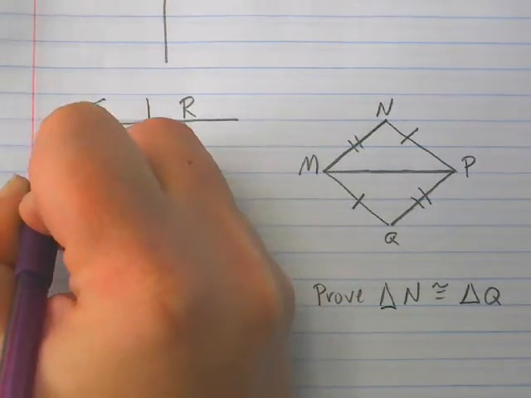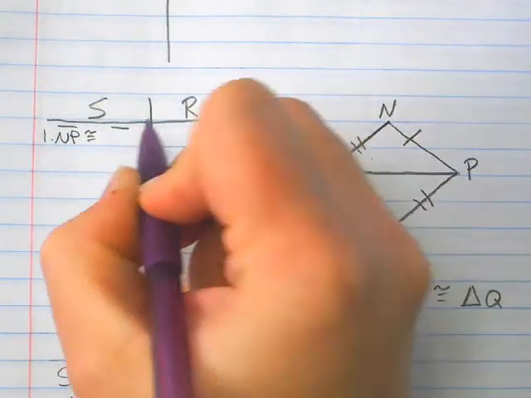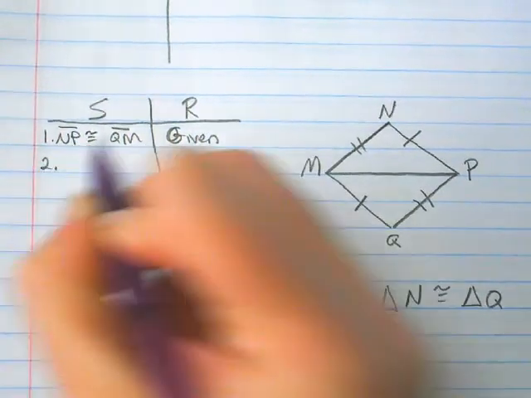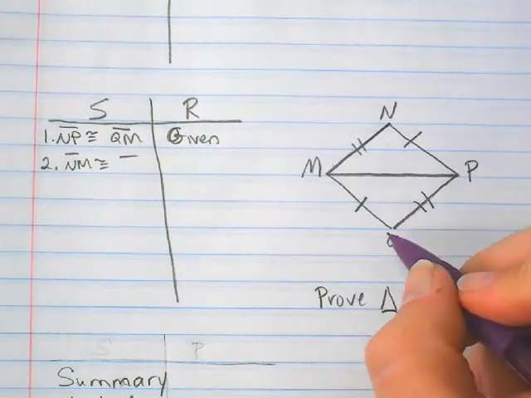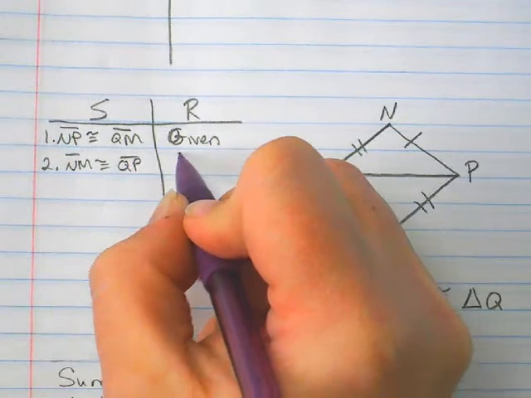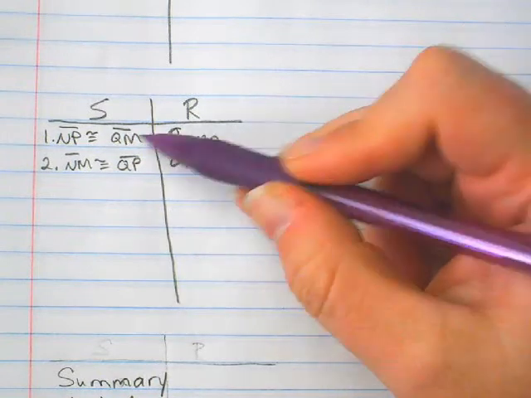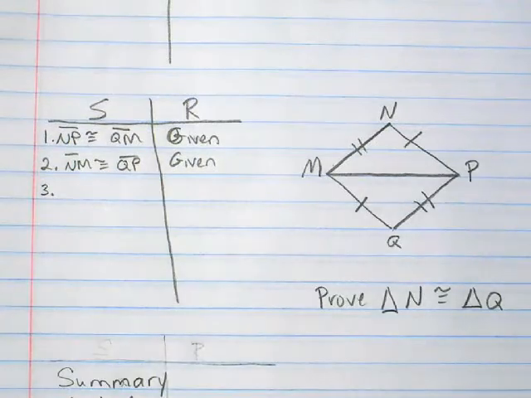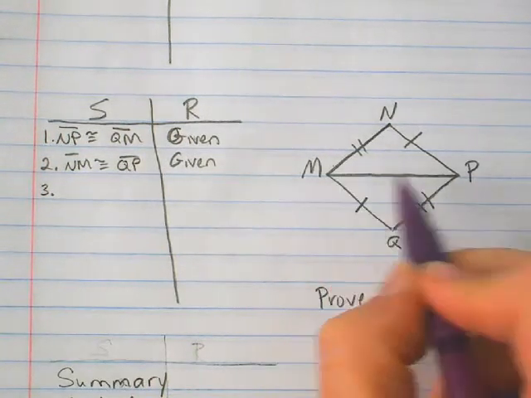You should have written side NP is congruent to side QM, and that is given. Then you said side NM is congruent to side QP. That is also given. It doesn't matter which order these come in as long as the statement and the reason match. Finally, there's one more thing that is in common with both triangles, that is congruent in both triangles. That will be side MP.